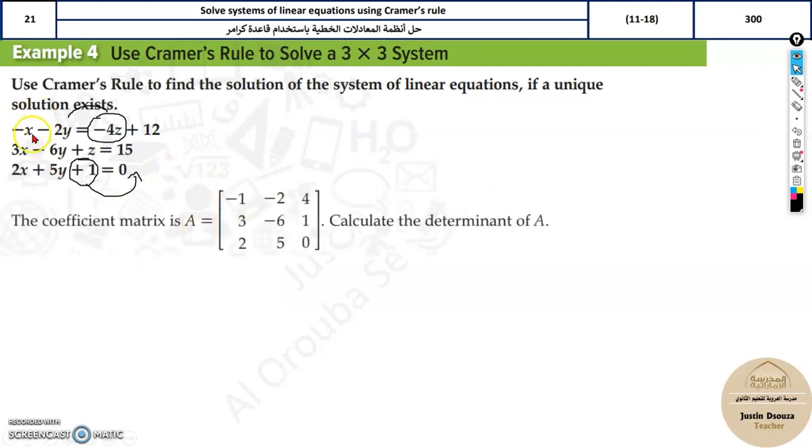So the matrix is -1, -2, 4. This becomes positive. 3, -6, 1, 2, 5, and 0, because this goes to the other side. That's just a number, but z is not there, so it's 0. Now we need to find the determinant.